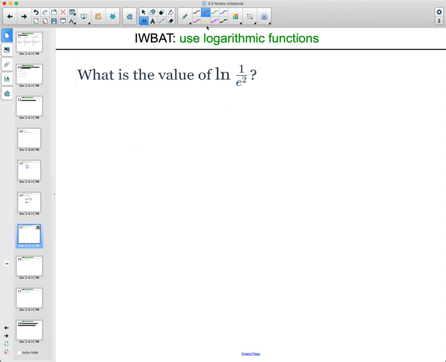Natural log of 1 over e squared. So the thing to remember here is that the base of a natural log is e. So now we see the reciprocal of that here. So the ln of 1 over e squared is going to kick back negative 2.